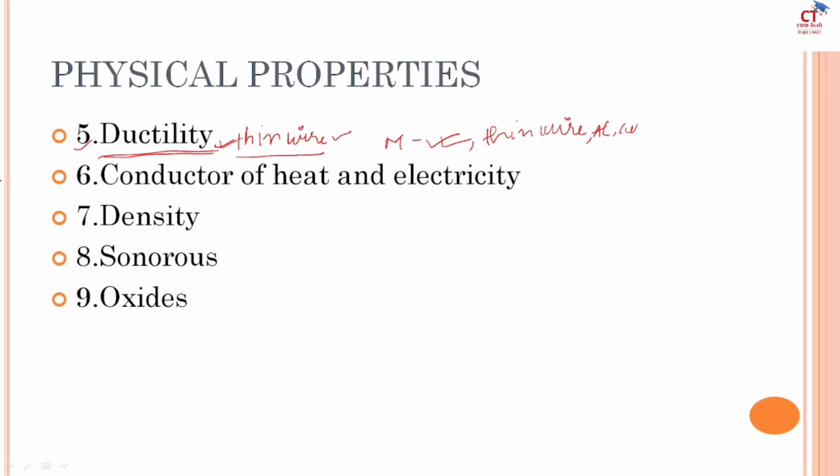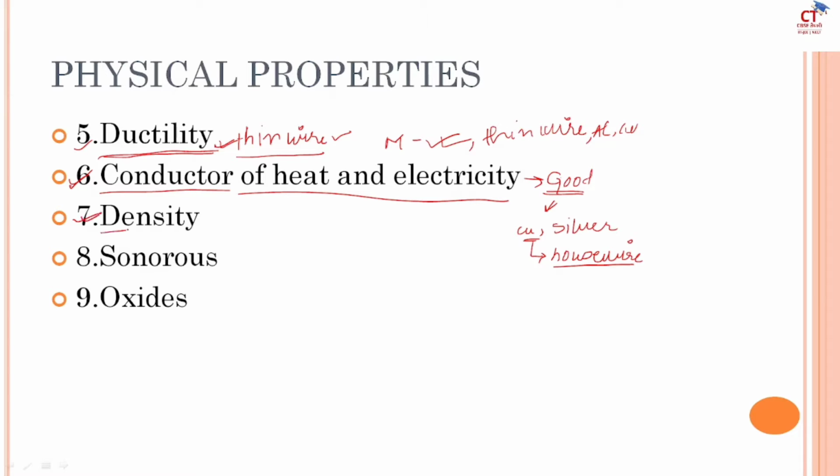Okay. Now, good conductors of electricity. That is whether they can pass electricity or not. Metals are generally good conductors of electricity. Example is again copper and silver. Copper is used in house wirings because they are good conductors of electricity.